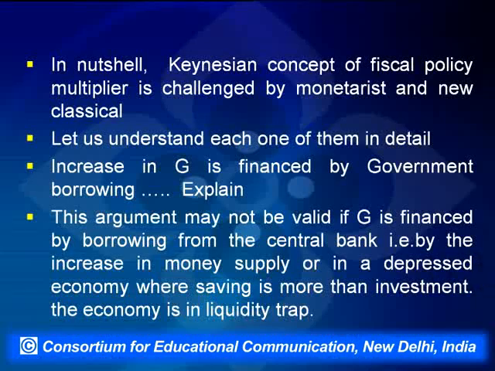Because the crowding out takes place when government borrowing leads to an increase in interest rate, and the increase in interest rate leads to a fall in private investment. They argue that during depression, saving is far greater than investment, and hence if government resorts to fiscal deficit, it will not lead to a rise in interest rate, and hence crowding out will not occur.